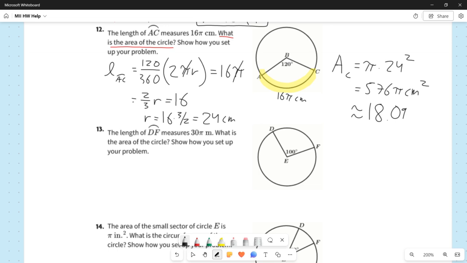1809.56 cm squared. And those are our two answers. The exact answer is 576 pi square centimeters, and the approximate answer for the area of the entire circle is 1,809.56 square centimeters.